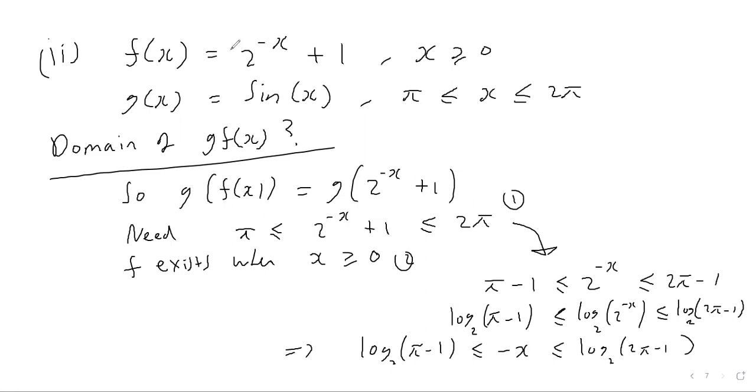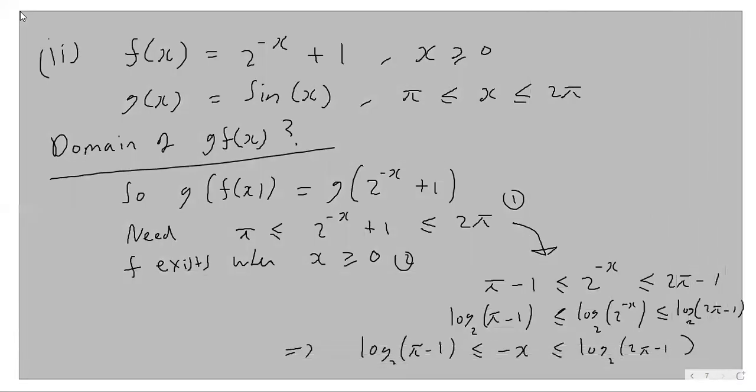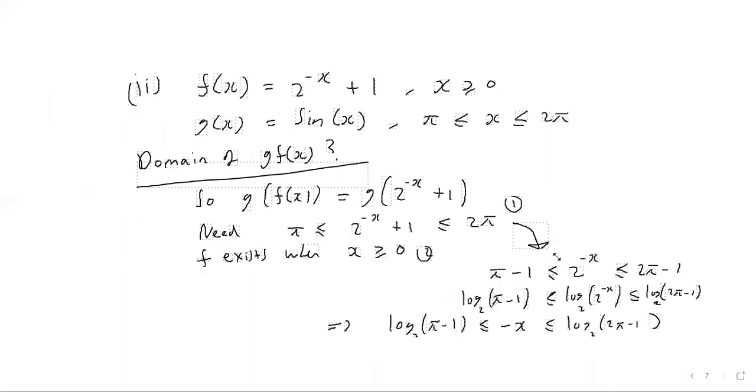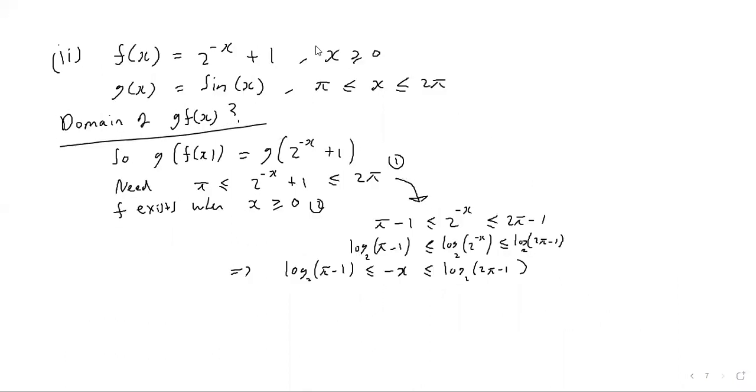Okay, so that means that's minus x, but how about x? If we just multiply everything by minus 1, that means we've got to change the sign of the inequality. So you get log base 2 of pi minus 1 is greater than or equal to x, which is greater than or equal to minus log base 2 of 2 pi take away 1. Okay, so that's going to be our set of x values.